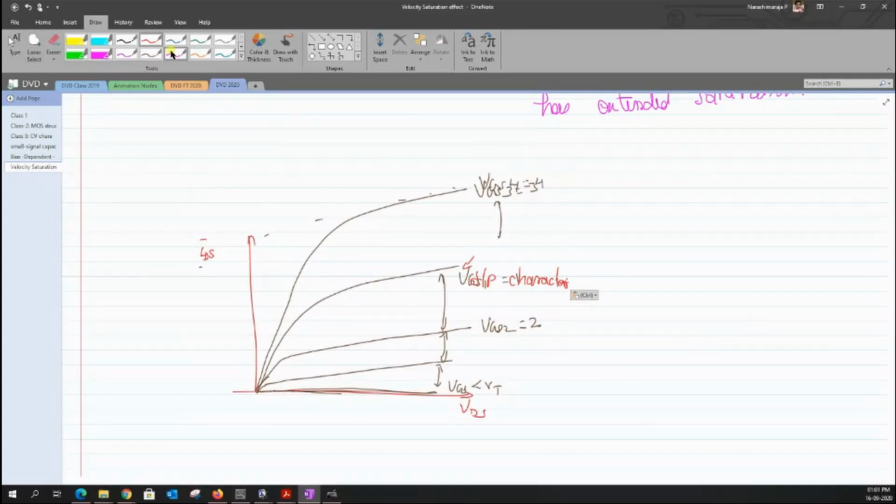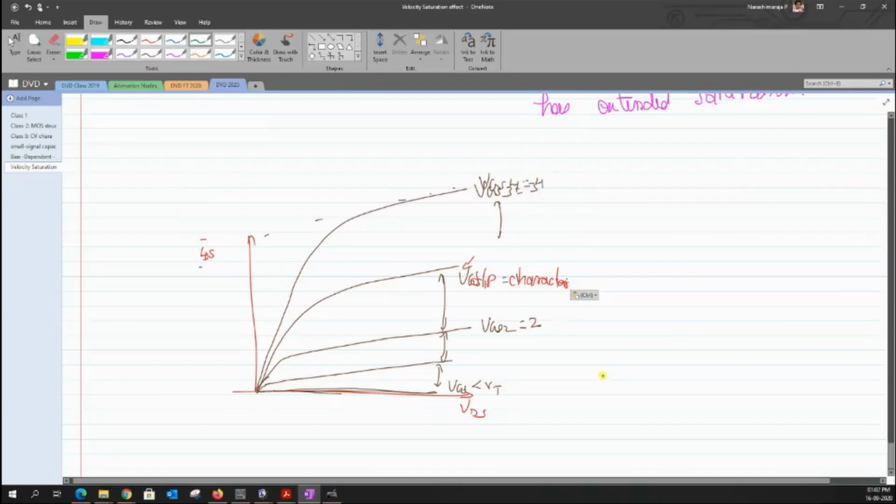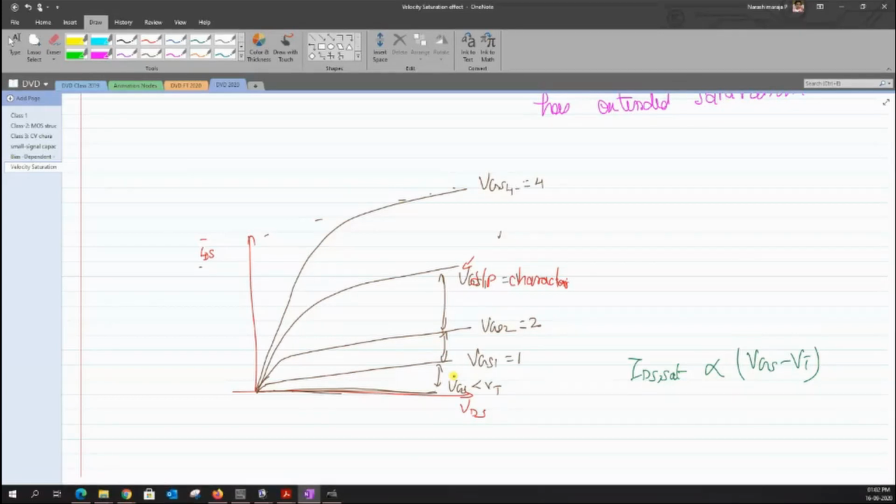So whenever I deal with a short channel device, since the saturation current is proportional to VGS minus VT, how do I modify this graph? What modification do I need to make for this particular graph? Will I still be following this kind of graph, or will there be any differences? Apart from the device getting into saturation much earlier, will there be any other impact that I can impose on this particular graph?